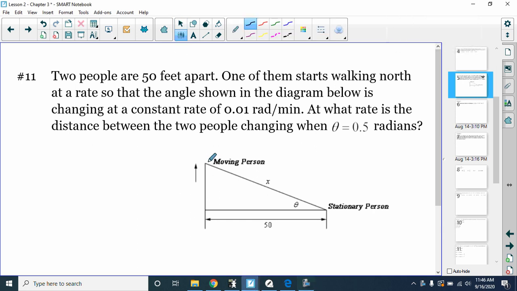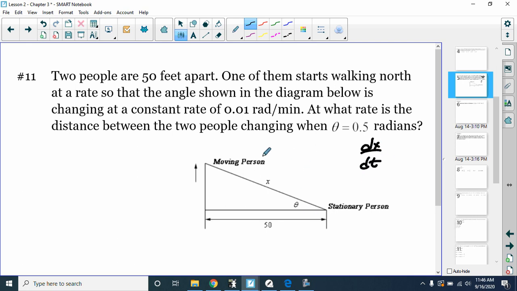So this person here is starting down here, and they're walking up this way. This person stays stationary. We are looking for the rate at which the distance between the two people is changing when theta is 0.5 radians. So we want the rate of change of this. So we're looking for dx/dt. That's what we want to find.